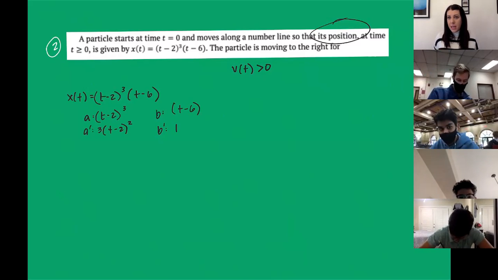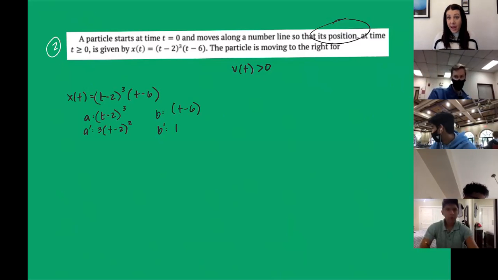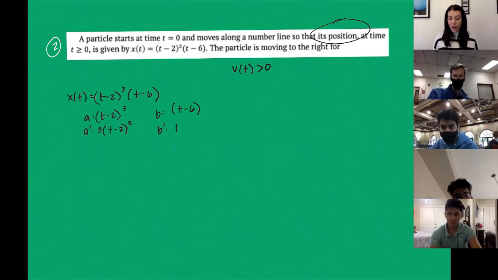A lot of you got to this step if you understood that what you were looking for was the velocity being positive. Some of you just graphed x of t and figured out where x of t was positive and then got a wrong answer here. Okay, so we do need to actually figure out our v of t.